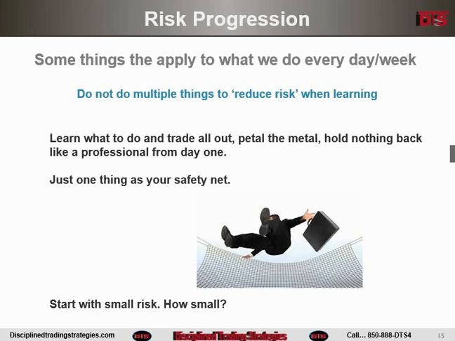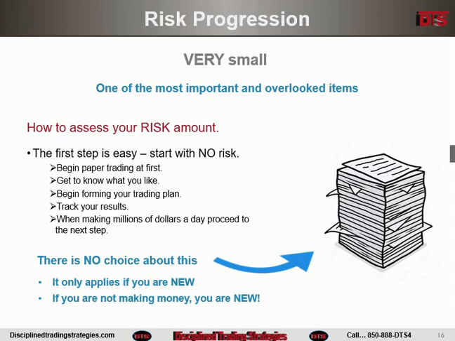And your one safety net, the one safety net, is you start off with risk progression. That's what it's all about. I can't talk about anything more important than that. It's all about risk progression. So what do you do? And here's what I want to talk about some of these topics a while. You absolutely start off paper trading.